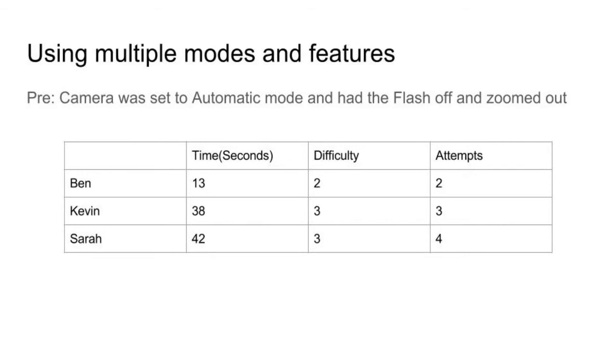And the last one, using the multiple modes and features. The camera is set to automatic mode with the flash off and zoomed out. And we found this could be pretty hard for users who are not very familiar with cameras.